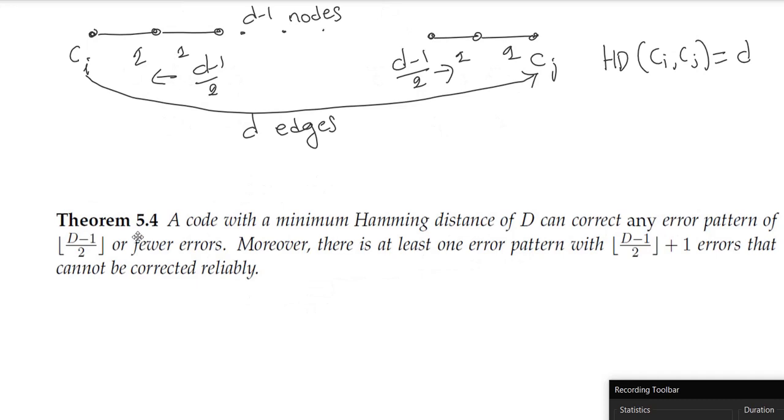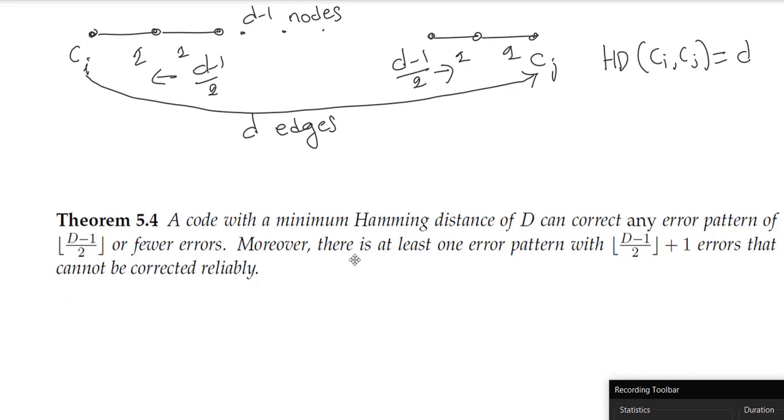Which brings us to this theorem. A code with a minimum Hamming distance capital D can correct any error pattern of floor of (D minus 1) over 2 or fewer errors. And the symbol here means the floor function. Right? If D is odd, then (D minus 1) over 2 will be an integer. If D is even, then you need that floor function over there.